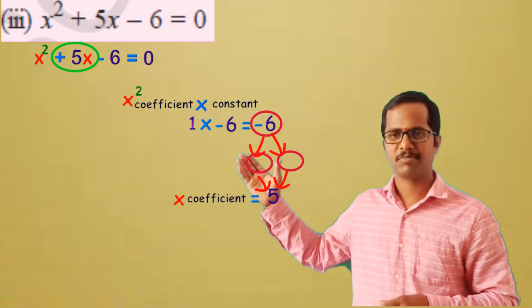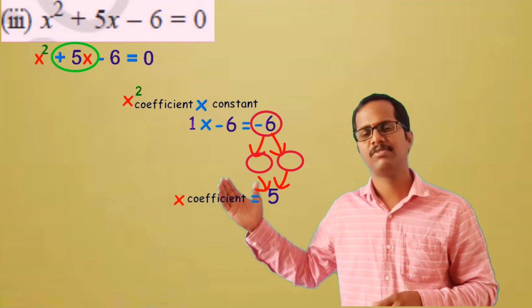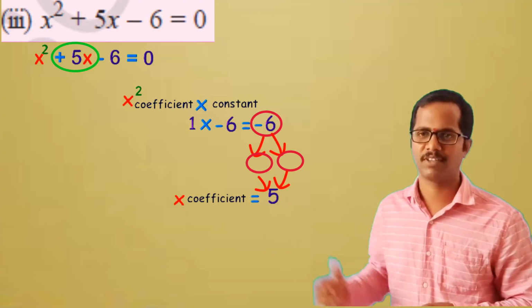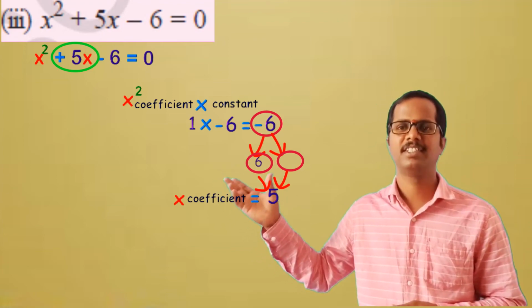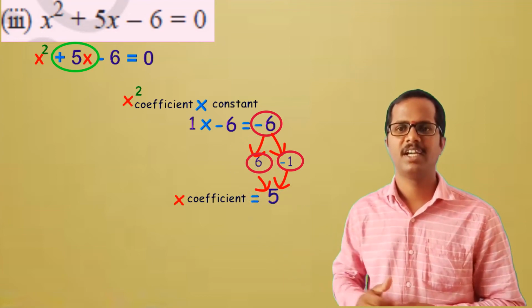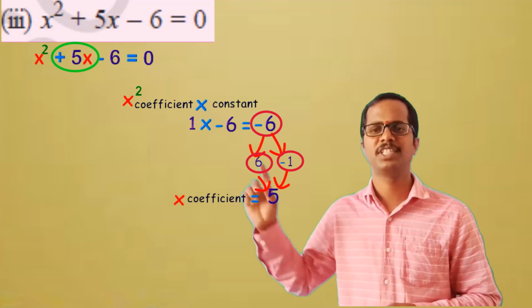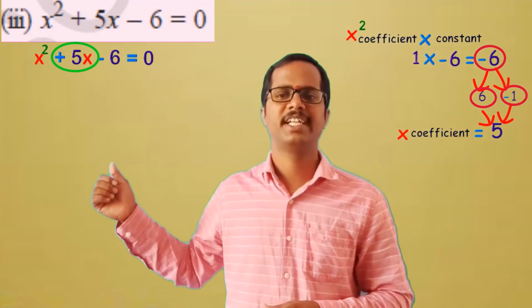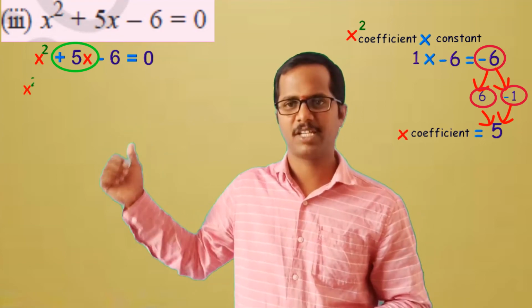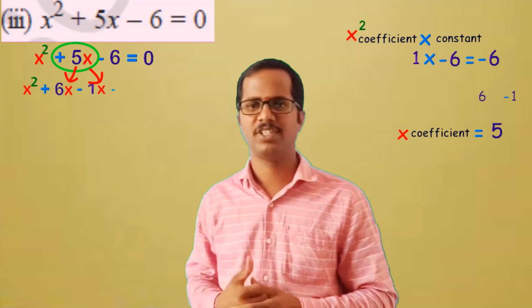Now for the product minus 6, what are the suitable pair of factors we have such that the sum is equal to plus 5? So here we take 6 and minus 1 since their product is equal to minus 6 and their sum is equal to plus 5, which is equal to x coefficient. So using 6 and minus 1 we can split the middle term, that is plus 5x. So we can write x square plus 5x as x square plus 6x minus 1x minus 6 equals 0.